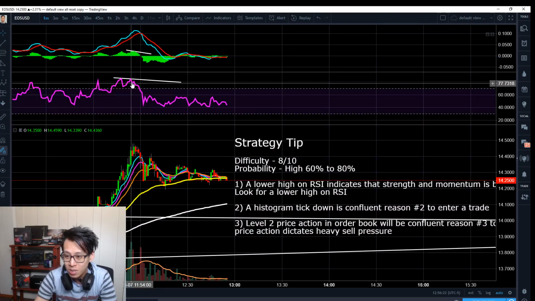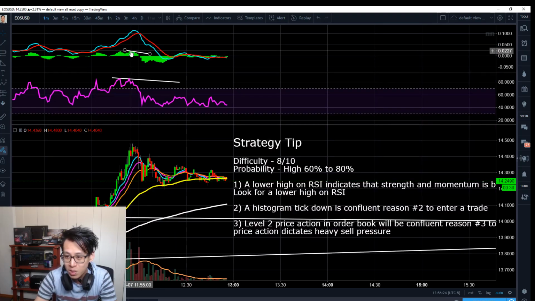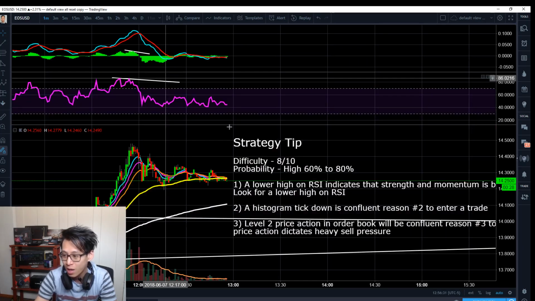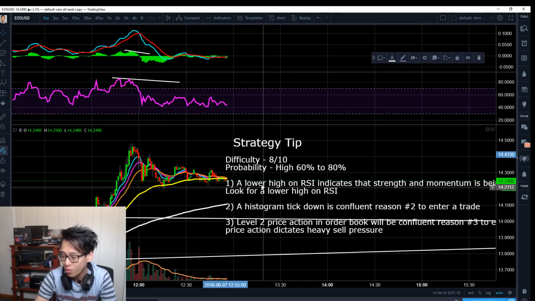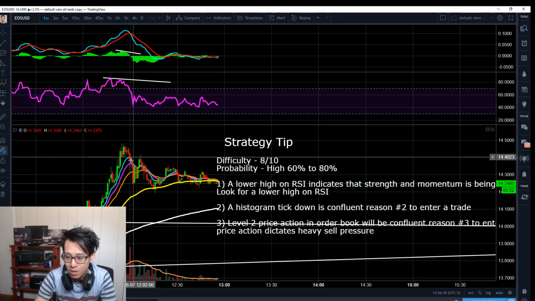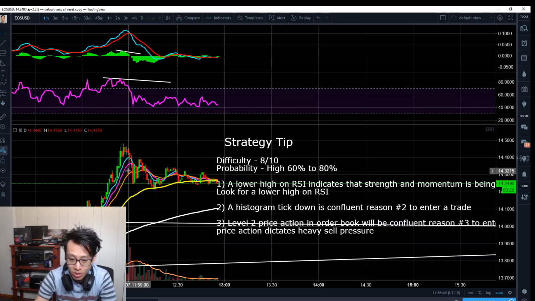Okay. As soon as this peak formed, the next candle, right, the next candle with the downwards histogram tick that closed for me gave us an even lower high right there. And that's what rule number 2 says. Look for a lower high on the RSI. And as soon as that happened, I entered my short position, and you guys can take a look at the rest.